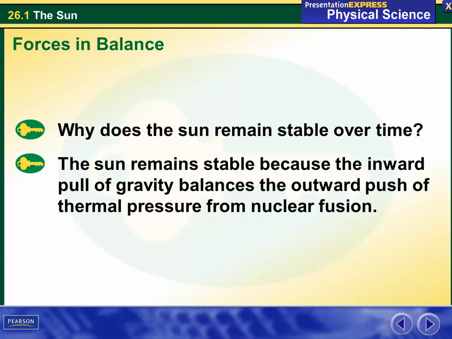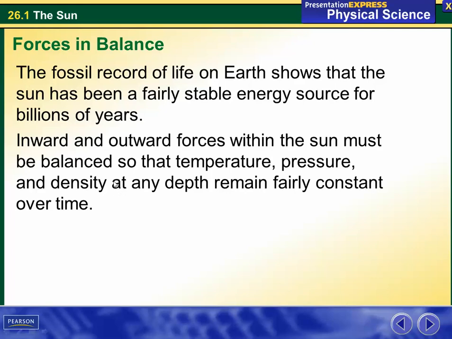So the sun remains stable because the inward pull of gravity balances out the outward push of thermal pressure from nuclear fusion. This is a key concept, and we'll explain what that means right now.